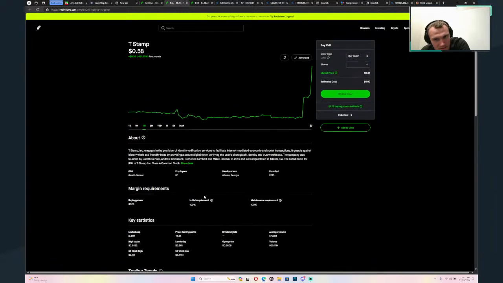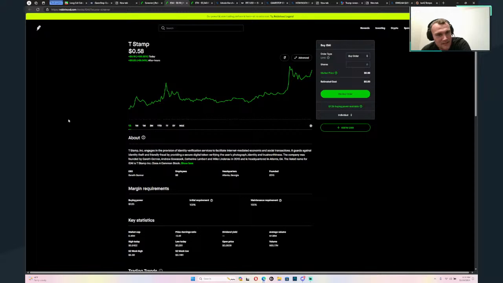I just found a stock I'm definitely going to write down. It's called T-Stamp. It was up 102% today. It's a penny stock and it's up another 59% during after hours. It's an identity verification company. E-stamp? T-Stamp. I don't know what the ticker is. Doesn't show it to my knowledge. Oh, it's IDAI.